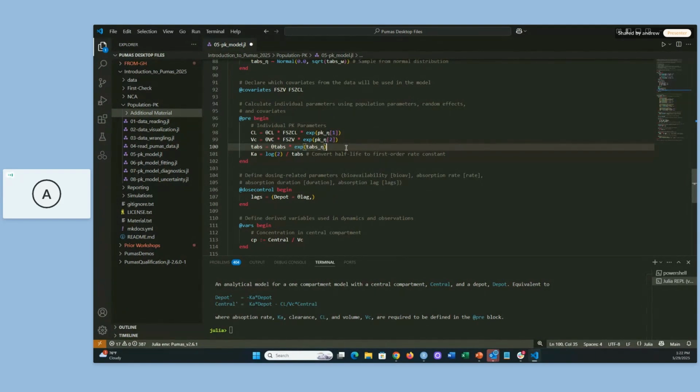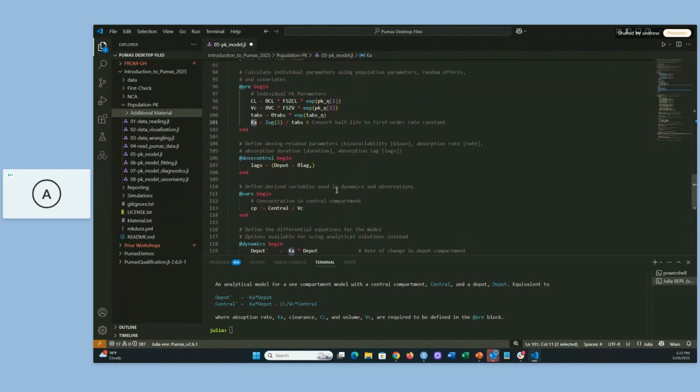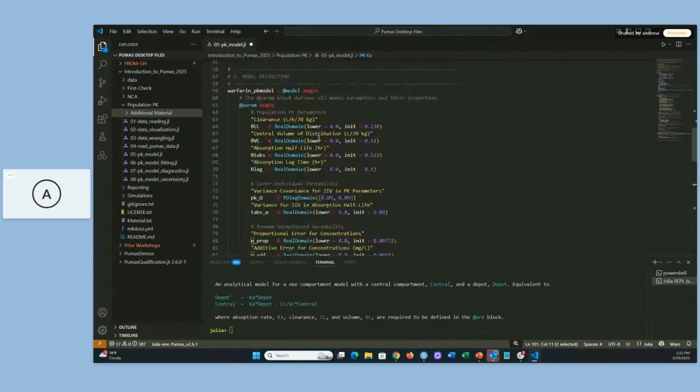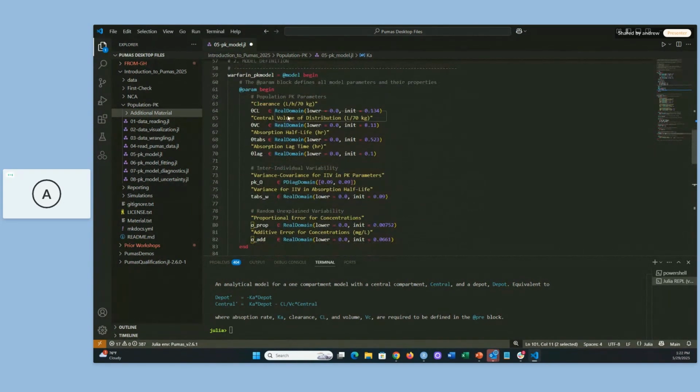Kind of interesting, just as an oddity in the way that some people may report some of their data. They give the absorption half-life, so they don't give you the actual Ka value. But of course, the smart clinical pharmacologists that we all are, with our PharmD sort of training, we can convert that half-life into a rate constant. And so that's what we actually do here. So now we have this Ka, Cl, and Vc that are defined in dynamics, and we define all those up here in the parameter block.